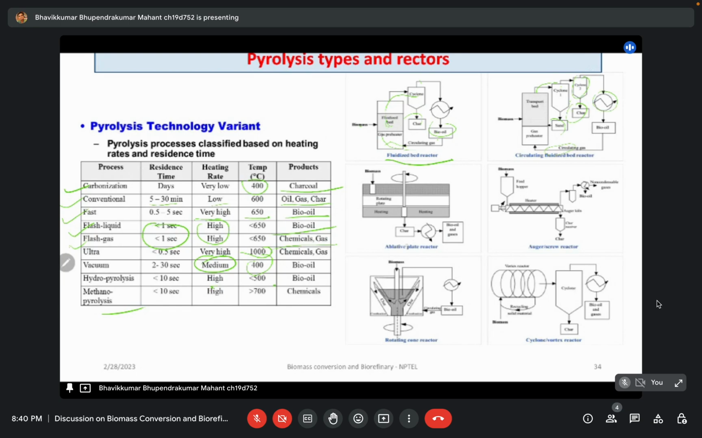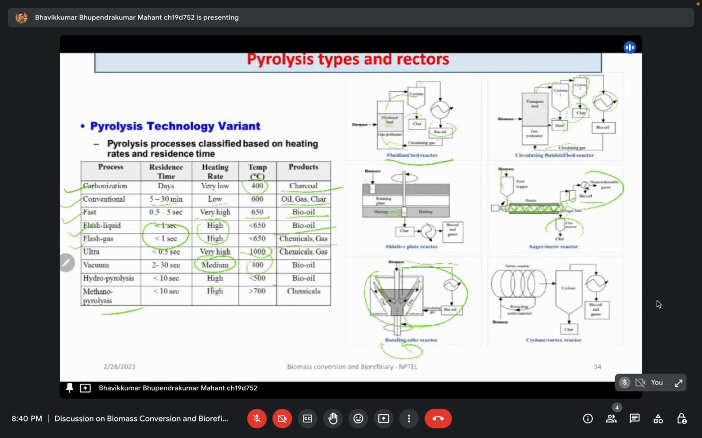Ablative plate reactor: your biomass comes onto a rotating plate, where heating is provided. You will get the charcoal and other gas. Screw reactor: the biomass comes into a screw, in the form of a feed. There are two heaters. You will get charcoal as a solid product. In the liquid and gaseous product, you will get gas, from which after condensation you can remove bio-oil, and the non-condensable gas you can remove out. Rotating cone reactor: the rotation takes place, and the charcoal, the final product, comes out like this.